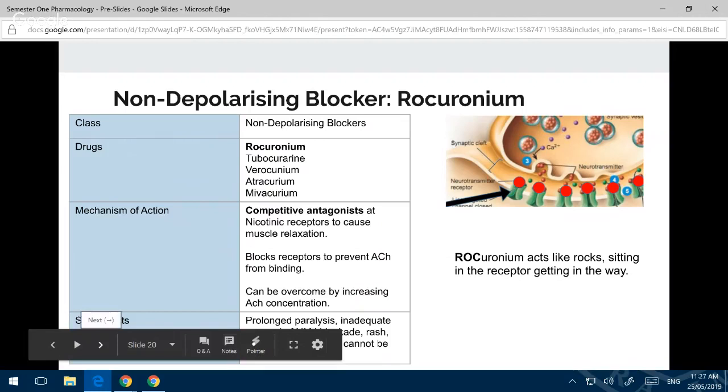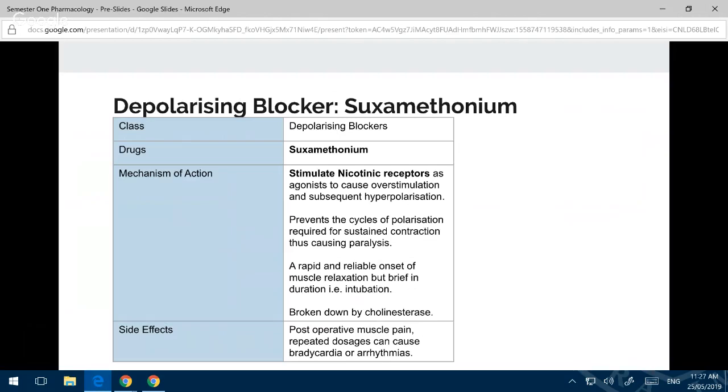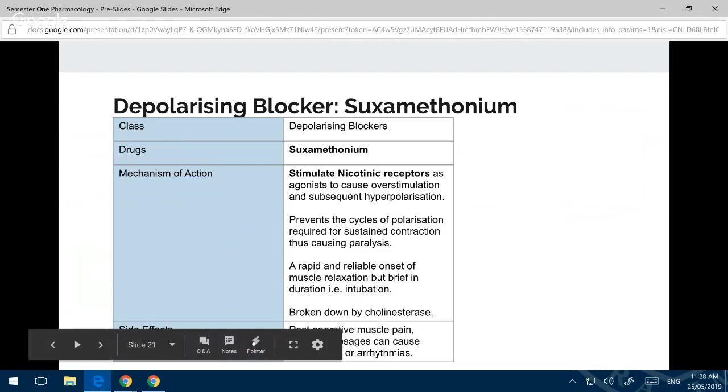Okay, number two, we have succinylcholine. These are depolarizing blockers, and they actually stimulate nicotinic receptors to the point of hyperpolarization, which breaks that cycle of polarization that we need for sustained contraction. So this causes paralysis. This is a reliable and rapid onset of muscle relaxation, and is used in things like intubation. It is broken down by the enzyme cholinesterase, but can elicit postoperative muscle pain, and can cause arrhythmia or bradycardia if you repeat dosages excessively.